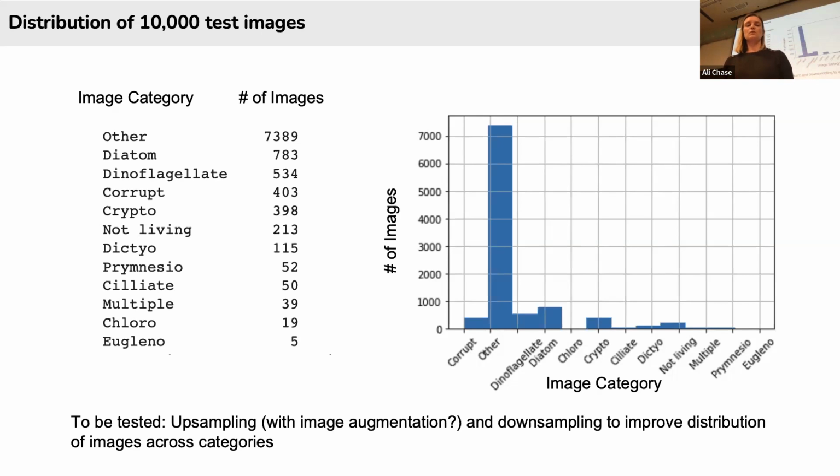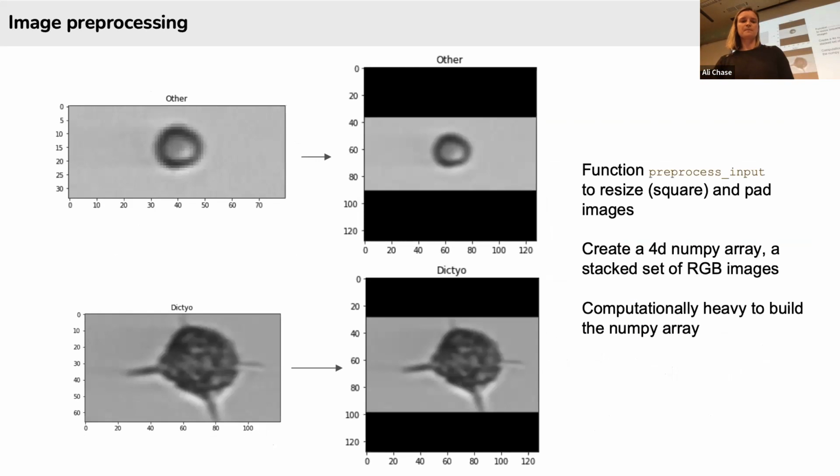We also will in the future be playing around with some upsampling and downsampling so that we can even out the distribution. So then another major step in using the IFCB data is image preprocessing. In this case, the networks we're using require square images. So we had to resize and then pad the images. There could be possible future avenues where we don't have to square the images.